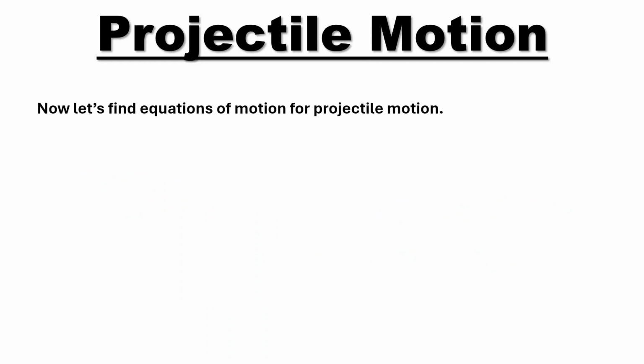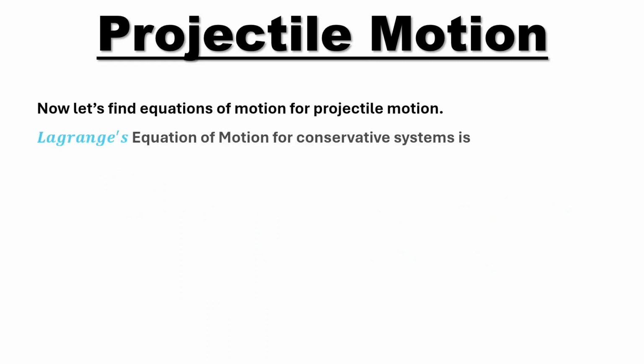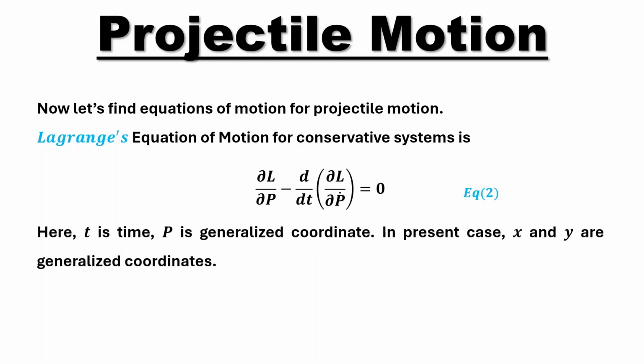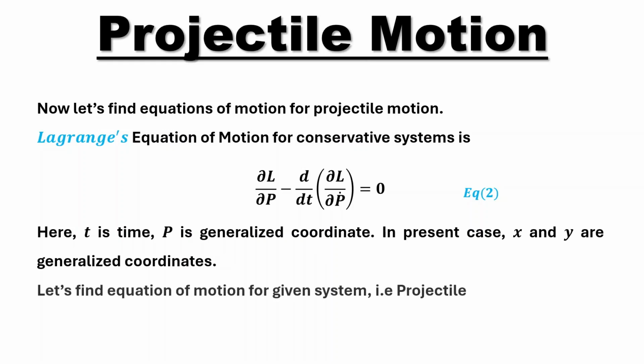Now let us find equations of motion for projectile motion. Lagrange's equation of motion for a conservative system is as given in equation 2. Here t is time, p is generalized coordinate. In the present case, x and y are generalized coordinates. Let us find the equation of motion for the given system, that is projectile.